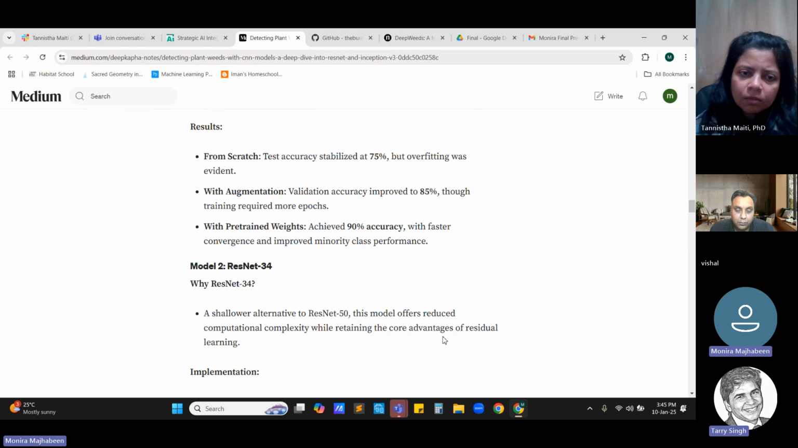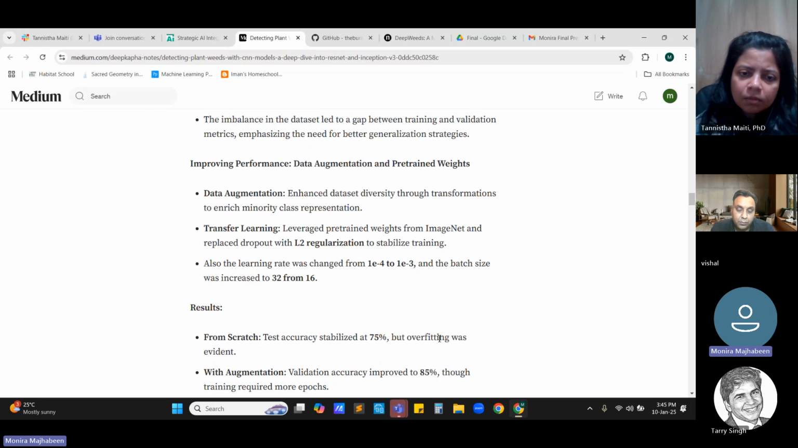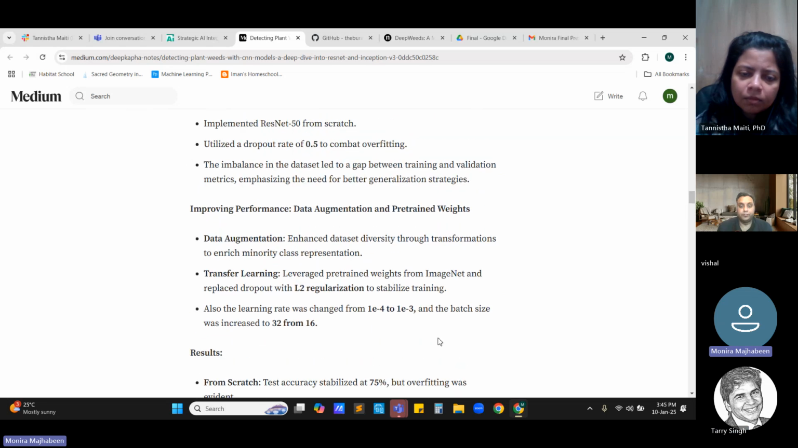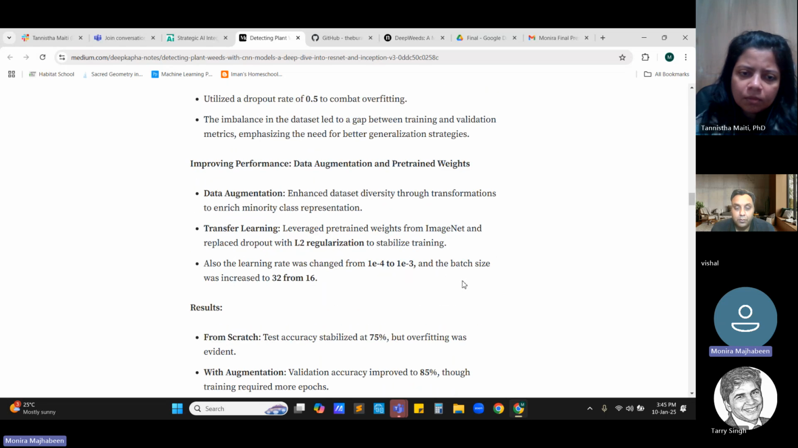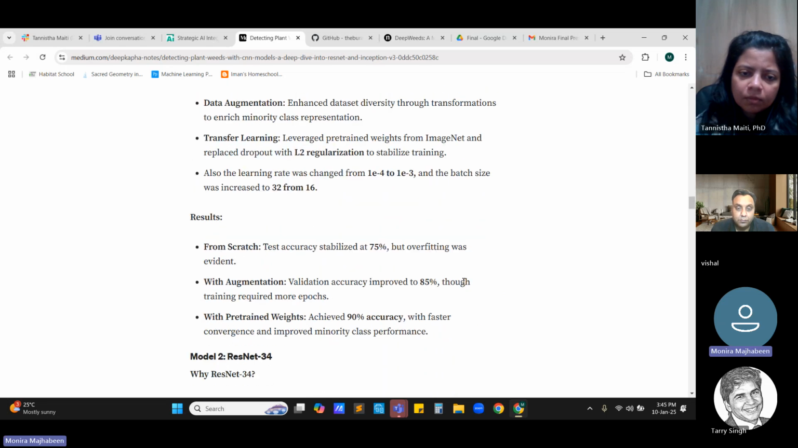So in that case, on the same model, we included two more variations. We included augmentation, and we also added the pre-trained weights for the ResNet 50. First we experimented with data augmentation, and in that case we augmented the data, increased the batch size to 32, and removed the dropout.